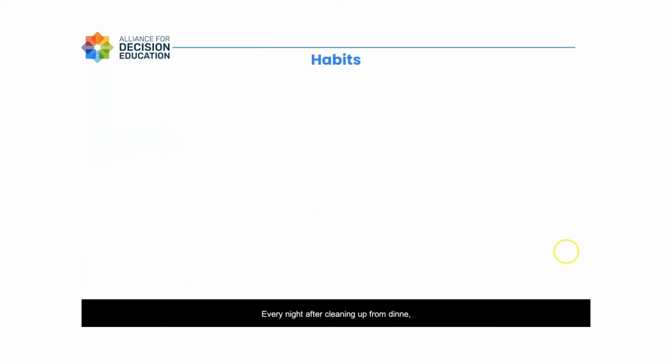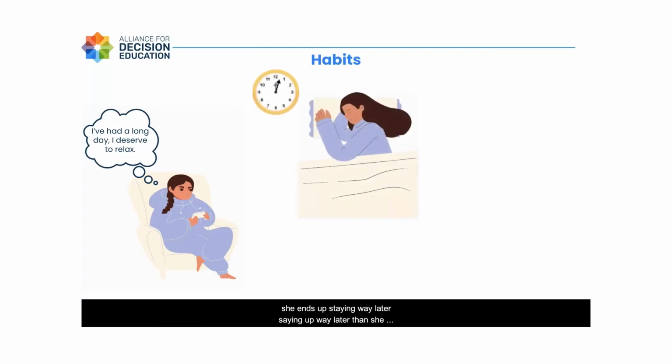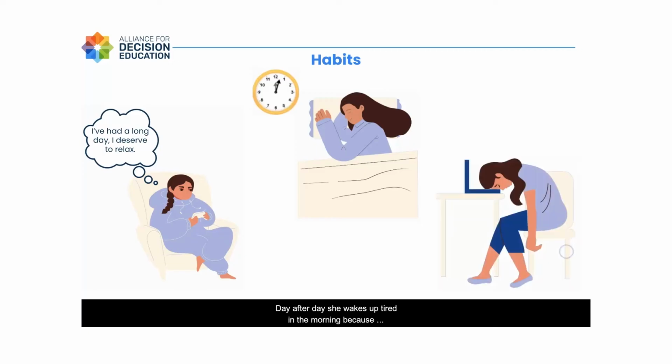Every night after cleaning up from dinner, Jasmine feels an urge to sit on the couch and watch a show because after a long day, she just wants to take it easy and relax. And though she doesn't plan for this, she ends up staying up way later than she wants to because it's really hard to stop watching after just one episode. And day after day, she wakes up tired in the morning because she stayed up too late, and she promises herself the next night she'll go to bed earlier.